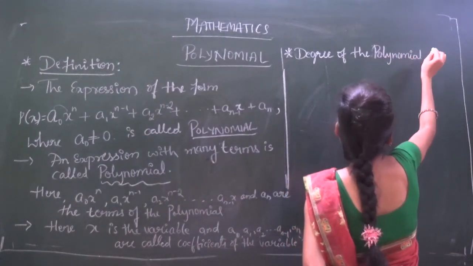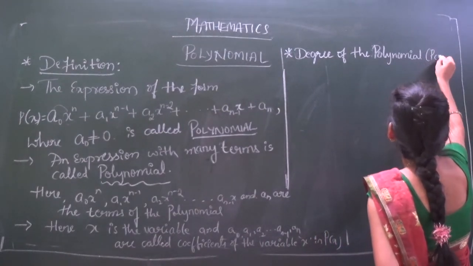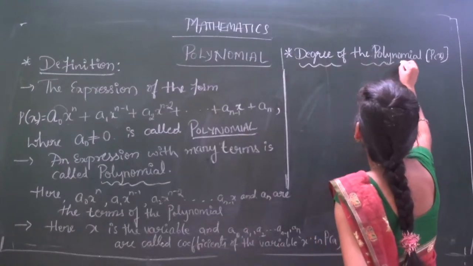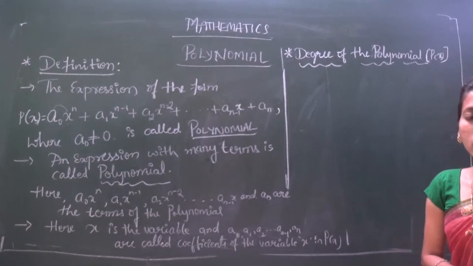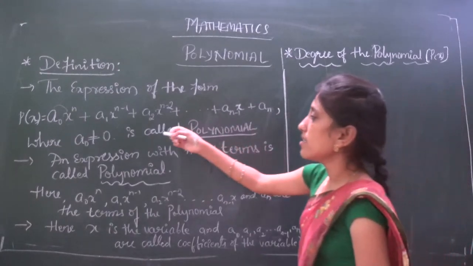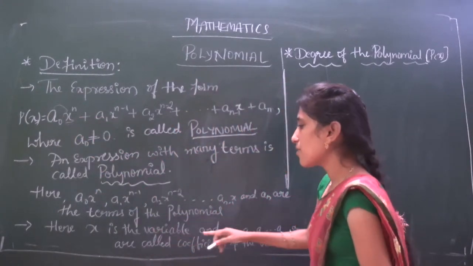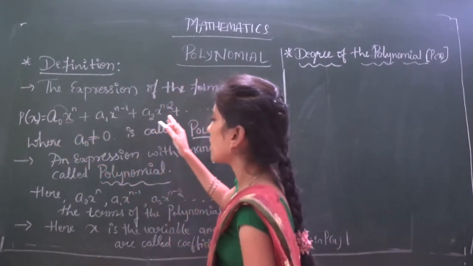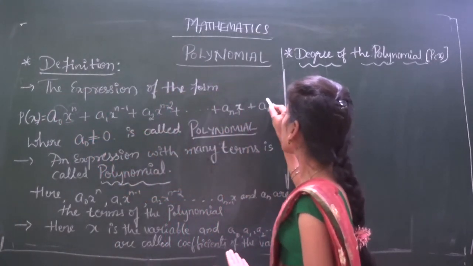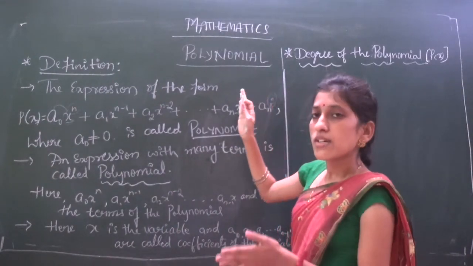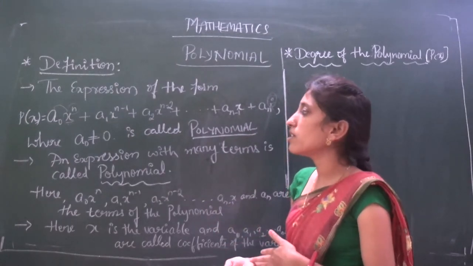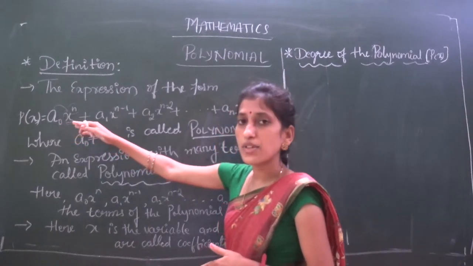I'm taking P of x, the degree of the polynomial P of x. So underline that. As I have said, the highest degree of the polynomial is called the degree of the polynomial. The highest power or exponent of the variable, where x is the variable and the coefficients are a0, a1, a2 and so on. Here n is the highest power. The least power is 0, which we are not considering as x to the power 0. The highest power can also be called the highest exponent of the variable x in P of x.